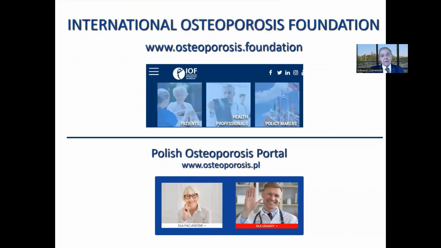More information you can find on the International Osteoporosis Foundation page, www.osteoporosis.foundation, or in Polish, on the Polish portal Osteoporoza, www.osteoporoza.pl. So I hope I convinced you, and please think about it.